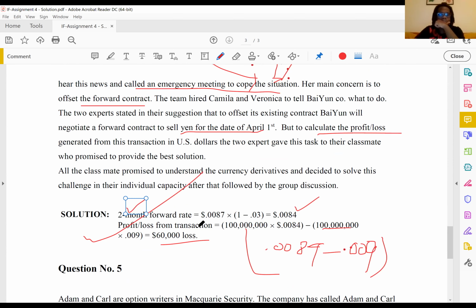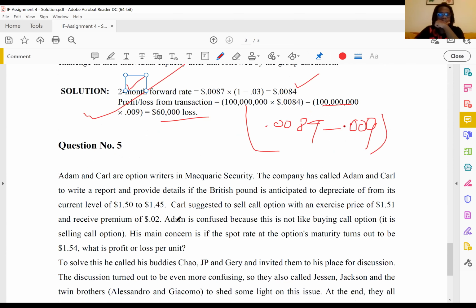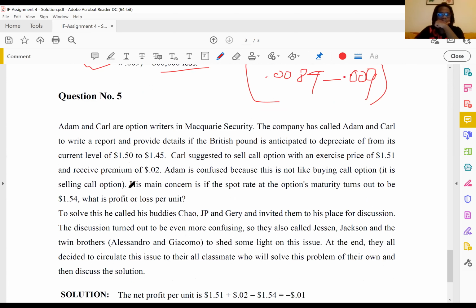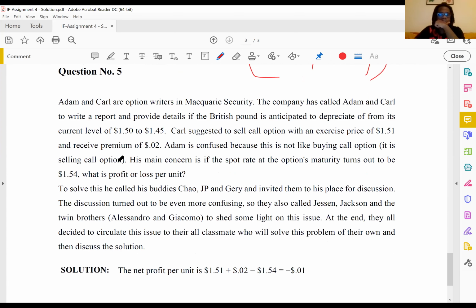That's it. Right? Our last question, I think, which is more problematic to many of the students. Let's just talk about this in detail. Adam and Carl are option writers in Macquarie Security. The company has called Adam and Carl to write a report and provide details if the firm is anticipated to depreciate.